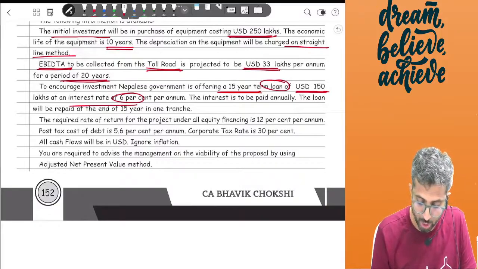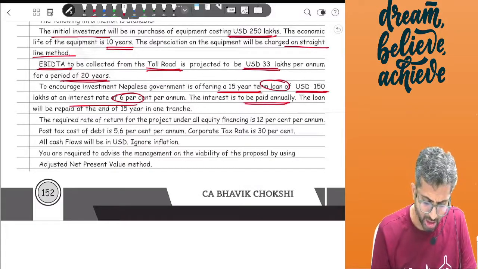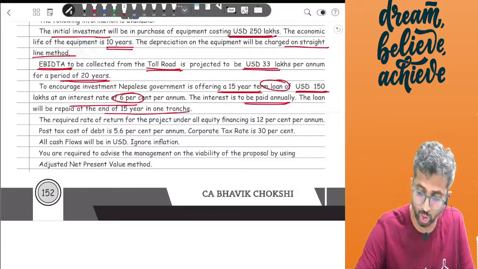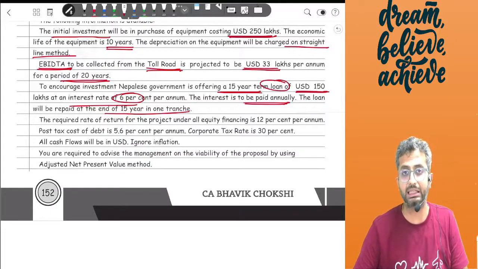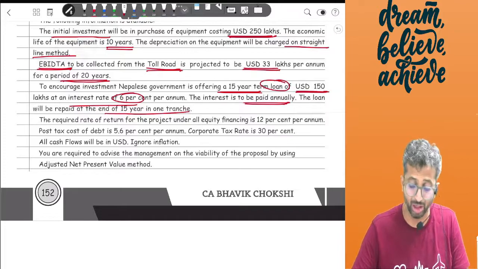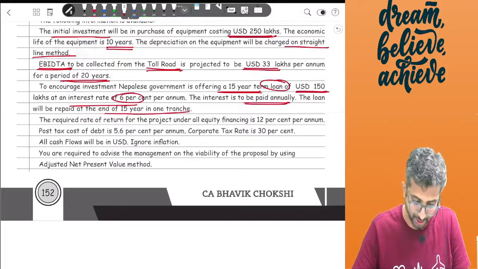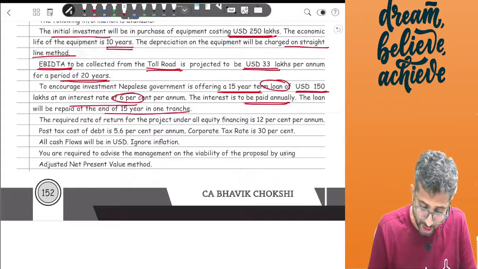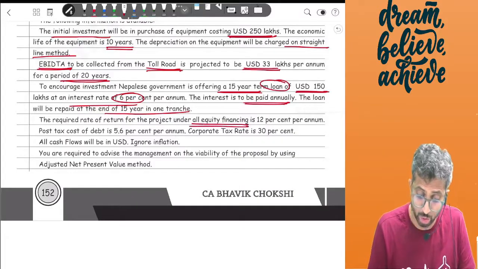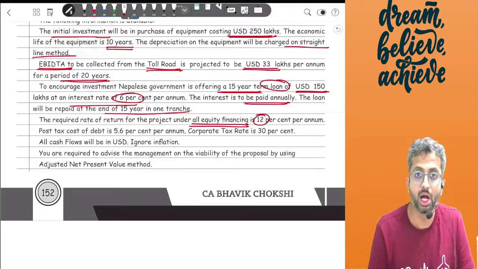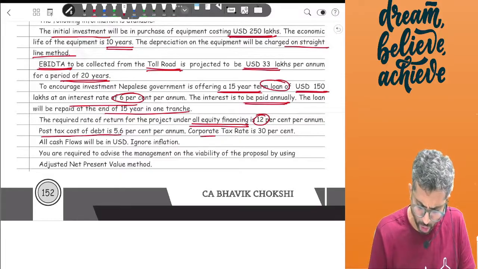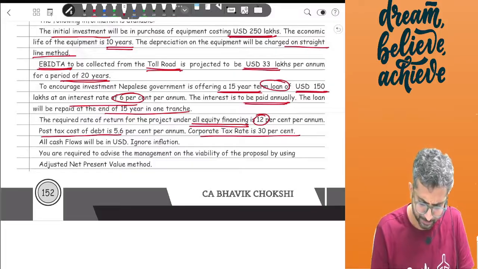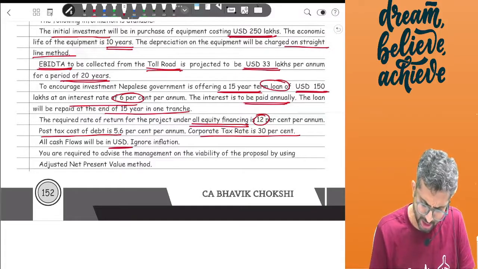The interest is to be paid annually and the loan will be repaid at the end of the 15th year in one tranche. So 150 into 6% will probably come to 9 to be paid in each year for the next 15 years, and then 150 to be repaid at the end of the 15th year. The required rate of return on the project under an all equity financing, so assuming there was no debt, is 12%. But is there a debt? Yes. Post-tax cost of debt is 5.6 and the corporate tax rate is 30%. Okay. All cash flows will be in USD, ignore inflation.